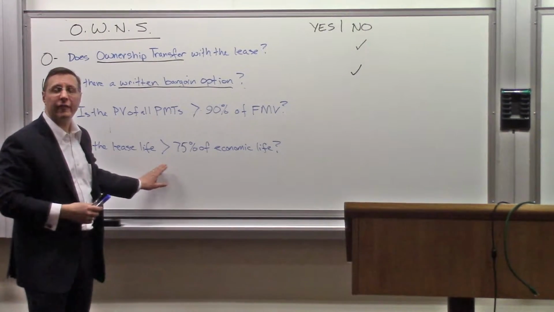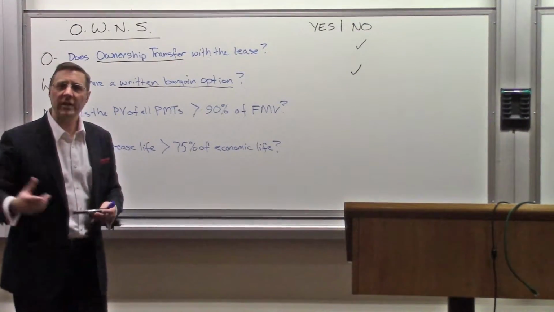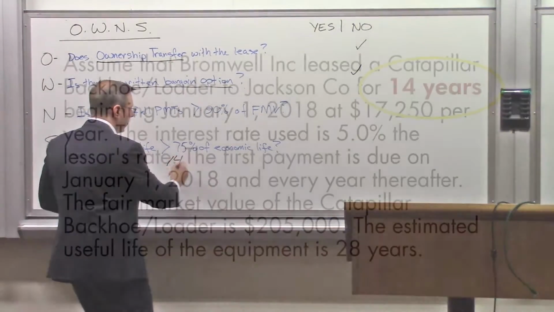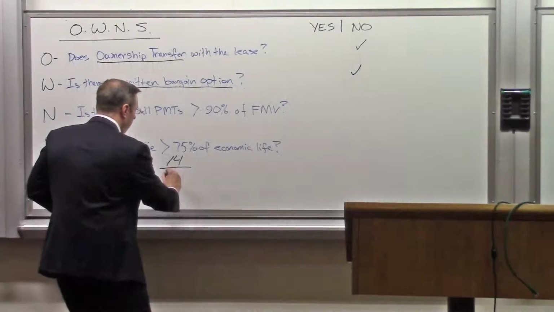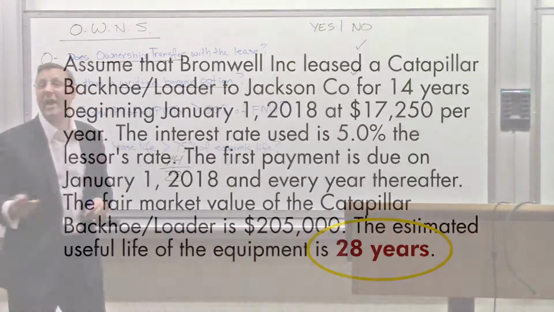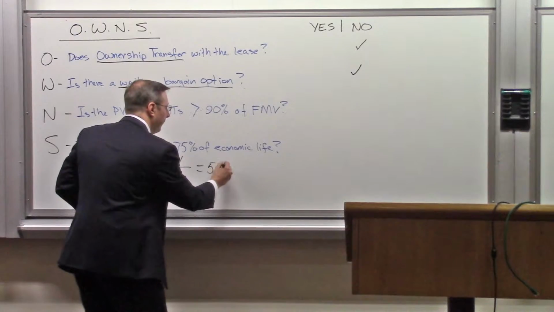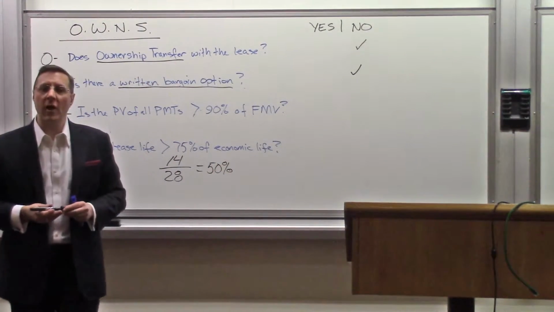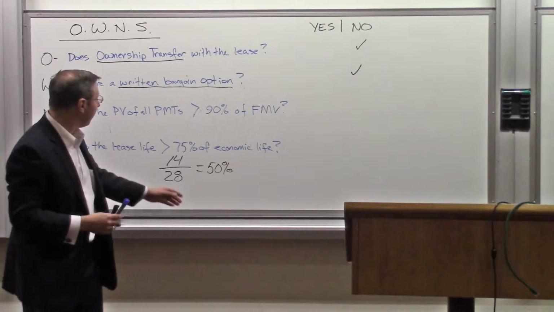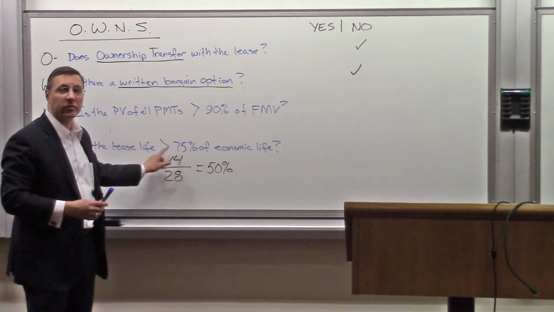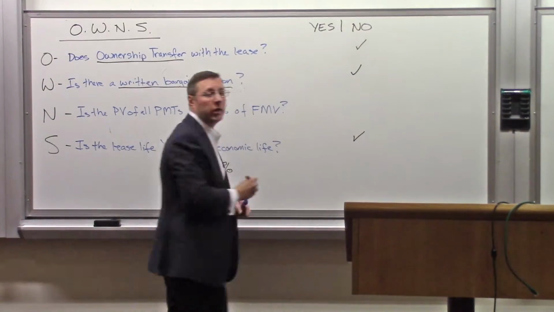Is the lease life greater than 75% of the economic life? Well, the lease life is 14 years. There are 14 years tied up of this equipment in that lease. There's approximately 28 years of economic life. 14 divided by 28, that means that 50% of the true economic life of this piece of equipment is in the lease. That is definitely less than 75%, or it is not greater than 75%, and that creates a no.